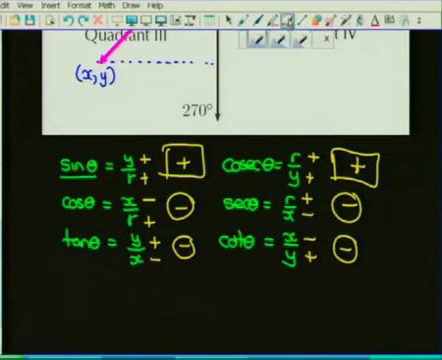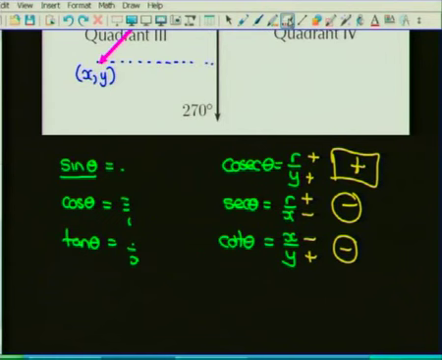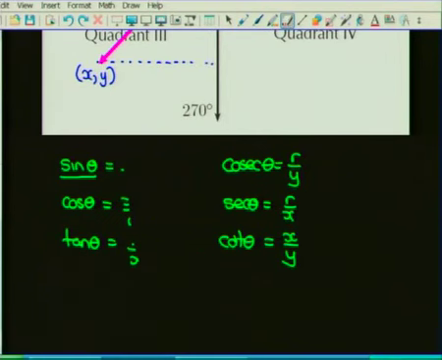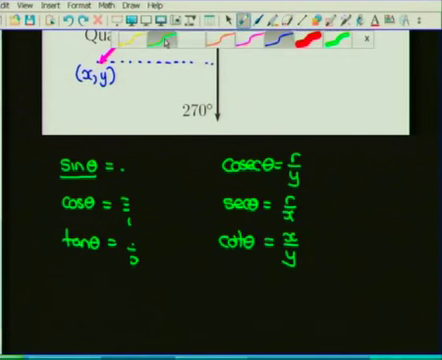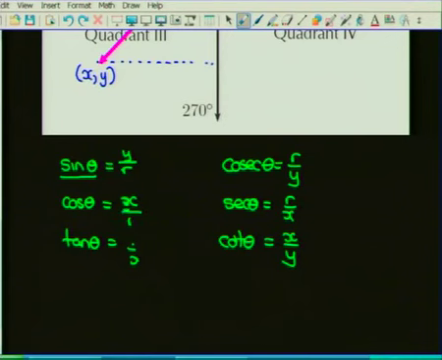Let's take this off. And, oops, that wasn't very good of me. I've just wiped out my ratios, but it's fine. We'll put them back. I'll go back to the green pen so we can write it in. So that was y over r, that was x over r, and that was y over x.